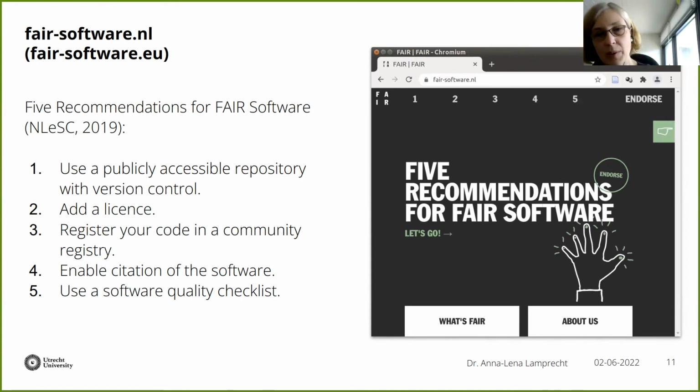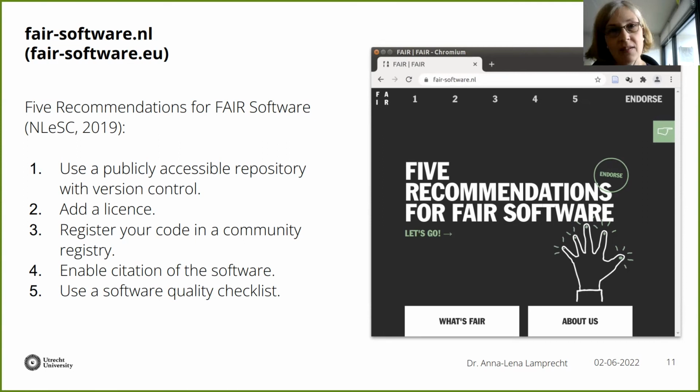Well, and if you go to this website, it gives further information on all these points, on different very accessible repositories like GitHub, about different licenses to choose, relevant community registries, and software quality checklists for all kinds of languages and communities. So this is really a good starting point if you want to go that way, and very practical.